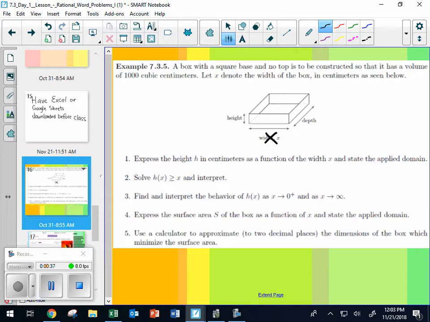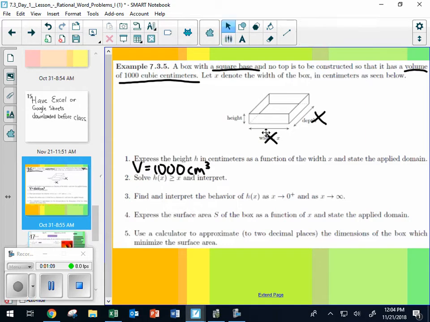Who can tell me what the depth of our box would be? It would be x, because we have a square base. Okay? We also have no top to our box. But we do know that the volume of our box is 1,000 cubic centimeters. So if we know the volume of our box is 1,000 cubic centimeters, we want to find this as a function of our height.